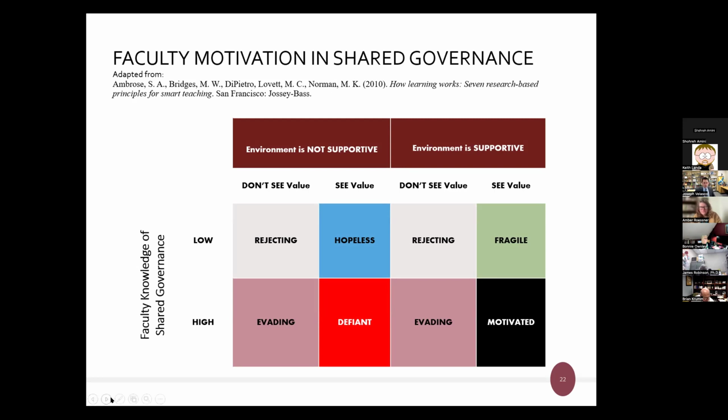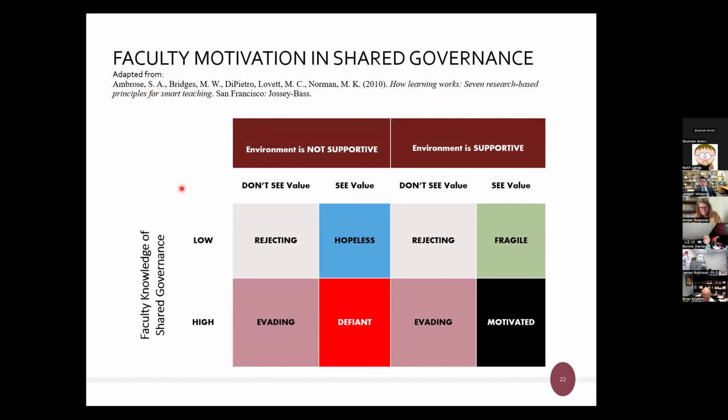And with this, I'm going to go ahead and, let me get the laser pointer function going here. I modified a model that you can find in a 2010 book, How Learning Works. It really synthesizes the motivation research. And I've modified this to really speak to faculty and how I see us relating to shared governance in these different environments.